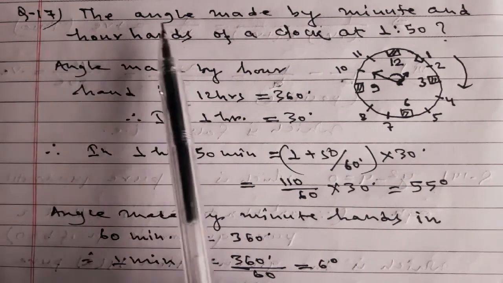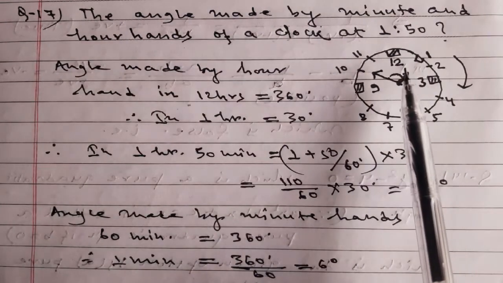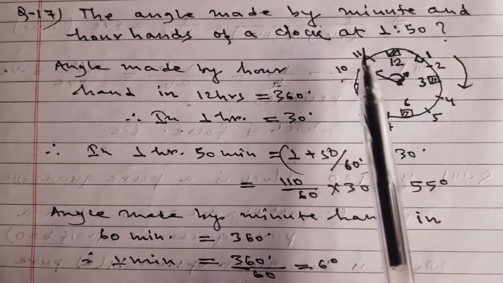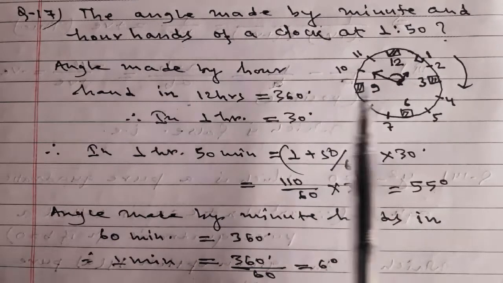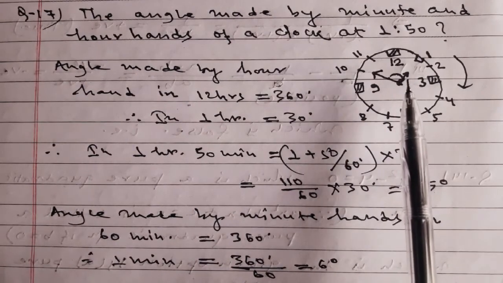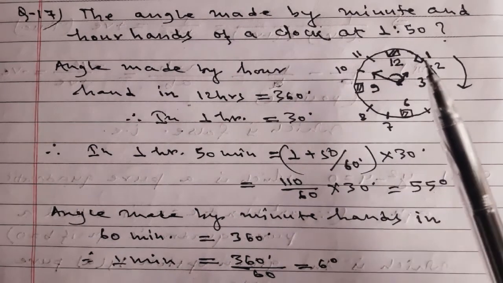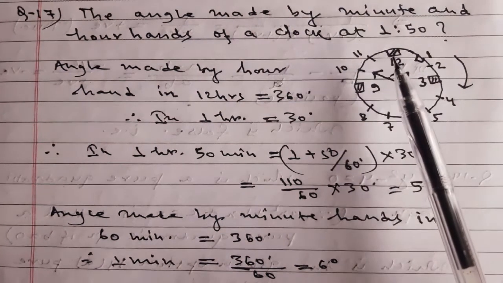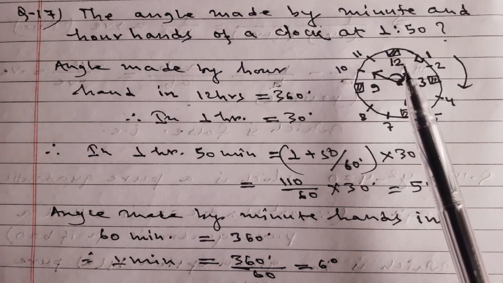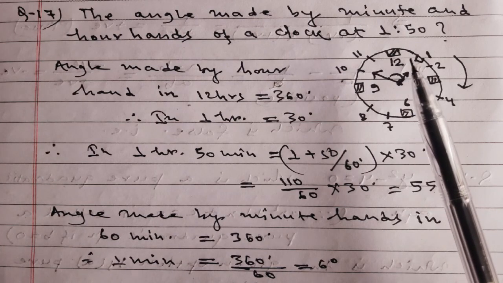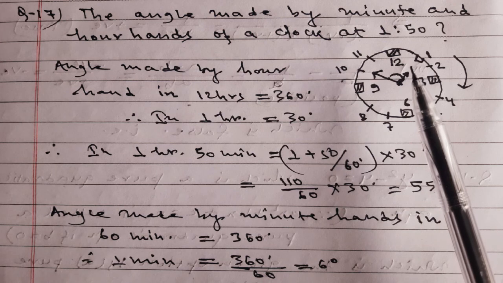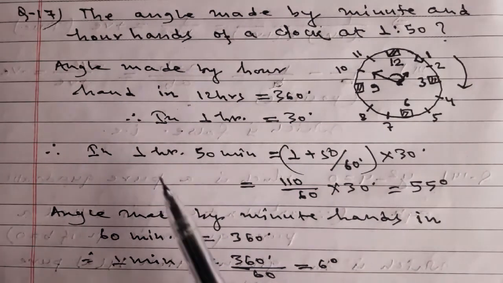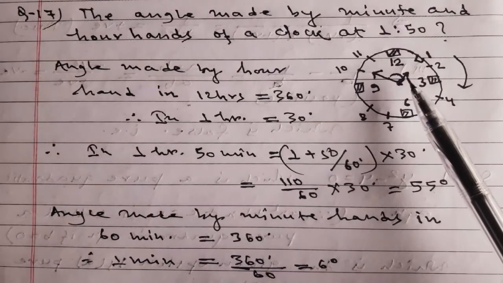Solution, question number 17. We have to find the angle made by minute and hour hand at 1:50. So we'll find the angle made by the hour hand at 1:50. Then we'll determine the angle made by the minute hand in 10 minutes. Then we'll get the angle made by the minute hand and hour hand at 1:50. So first let's determine the angle made by the hour hand at 1:50.